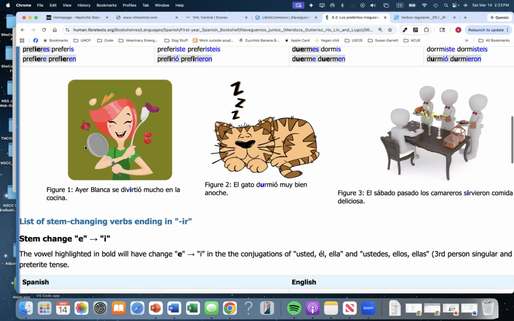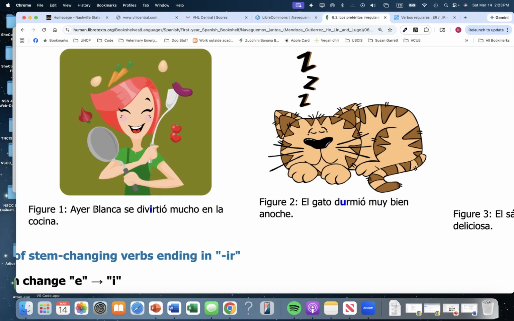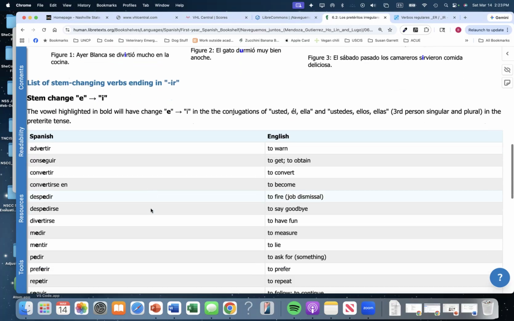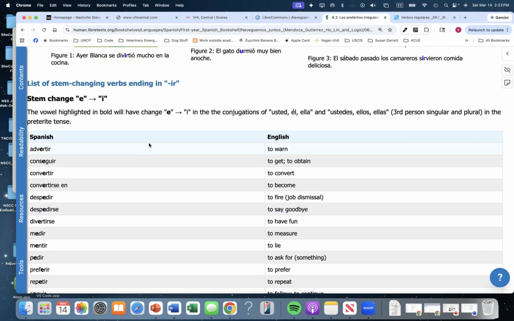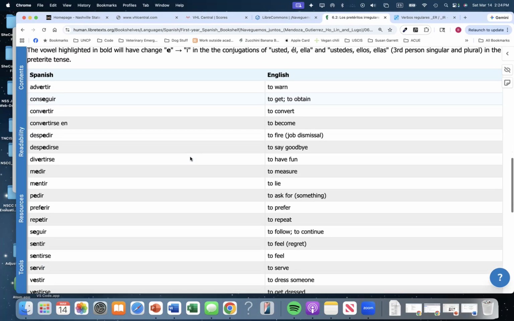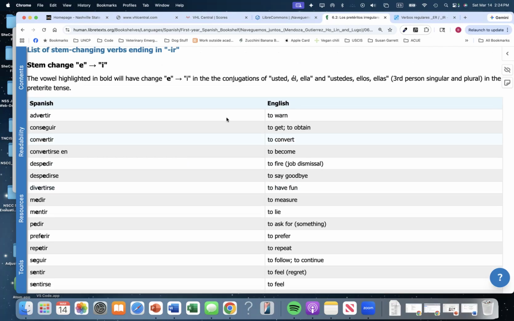Right here, figure 1. Ayer, Blanca, ella, se divirtió mucho en la cocina. So, divertirse is one of those stem changers. Let's take a look at the verbs that are stem changers ending in IR. A list of them. Of course, the list is not extensive, but these are a few good examples.